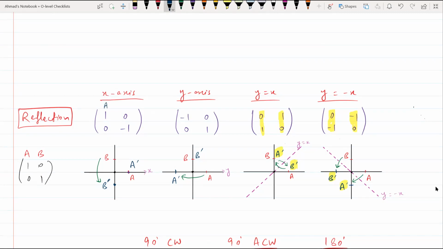So this is your A dash, this is B dash. Again, this is A dash, this is B dash, A dash and B dash. इस तरह से आपके reflect होके यहाँ पर आ रहे हैं.